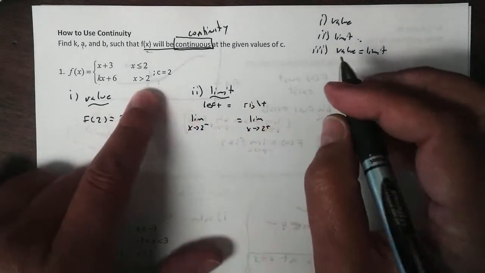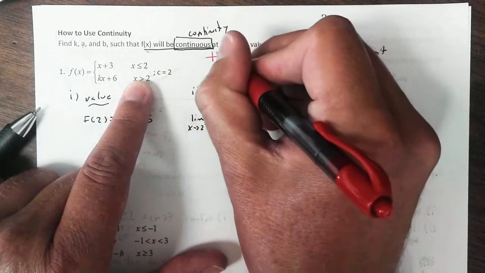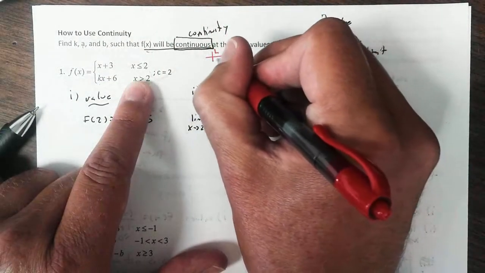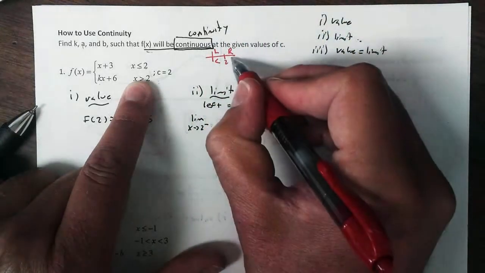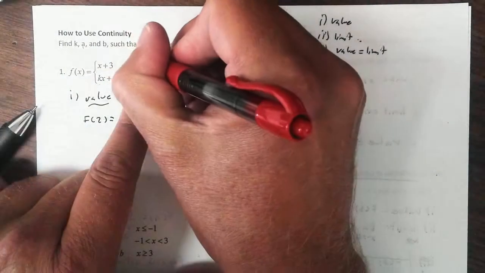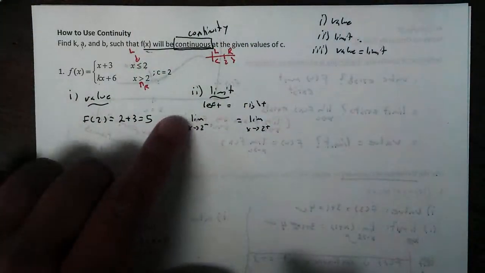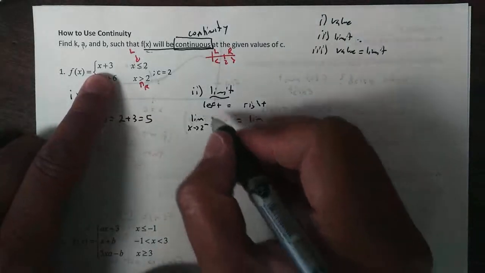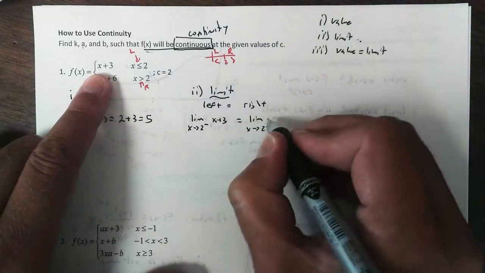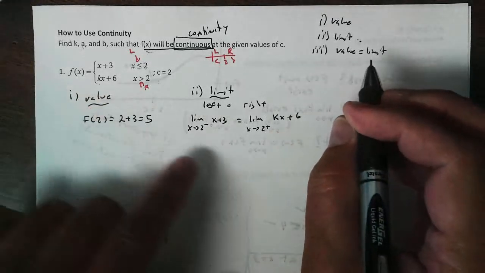Well, we come up here. We talked about this before. If we're looking at a graph, here's at x equals 2. There's our left. There's our right. The left is to the left. The right is to the right. So we can look at our symbols. So there's our left and there's our right hand limit right here, like so. So for the left, we're going to use this x plus 3. For the right, we're going to use this kx plus 6.